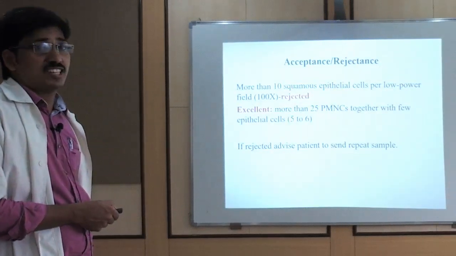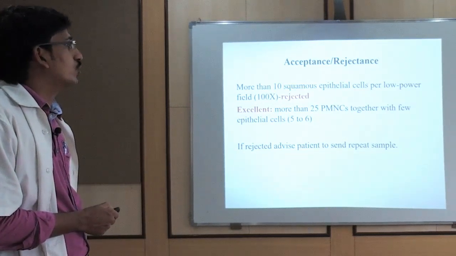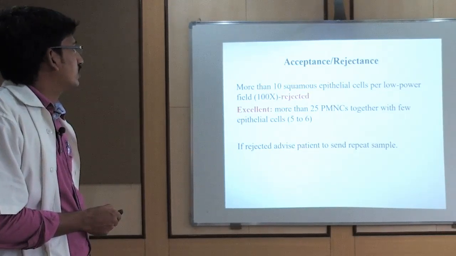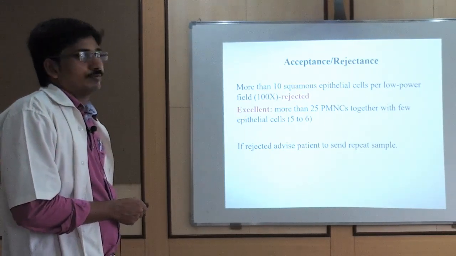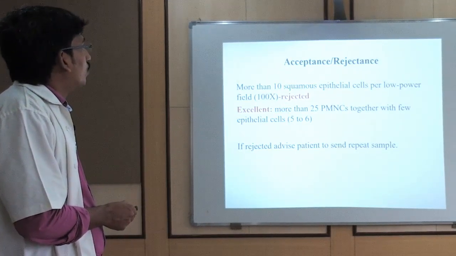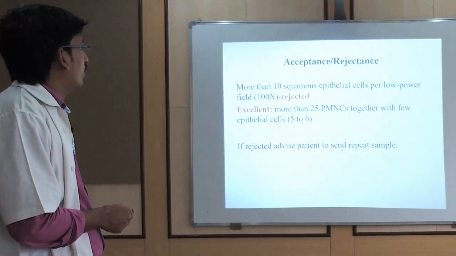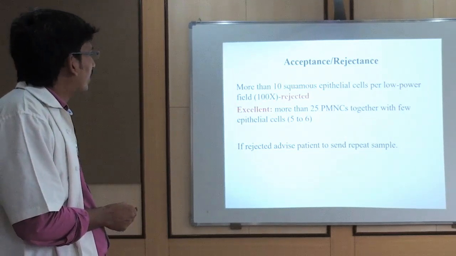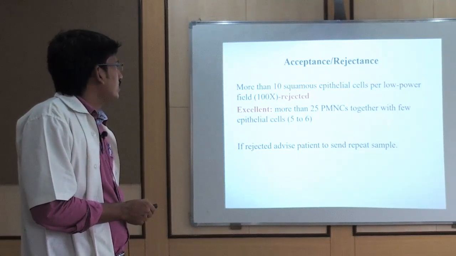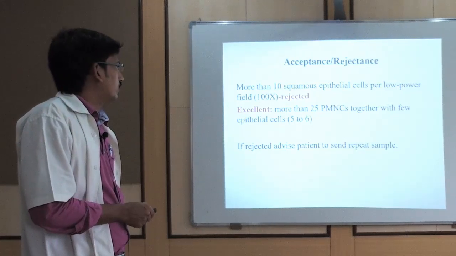Then coming to acceptance and rejection criteria for sputum samples. Suppose the sample sent to the microbiology laboratory is mostly salivary. In microscopy, if you find more than 10 squamous epithelial cells, it is rejected. Coming to an excellent sample, it should have more than 25 polymorphonuclear cells plus few epithelial cells, that is 5 to 6 cells. That is excellent. Suppose you find more than 10 squamous epithelial cells with 1 or 2 pus cells, it is not suitable for culture. It may be due to salivary contamination.